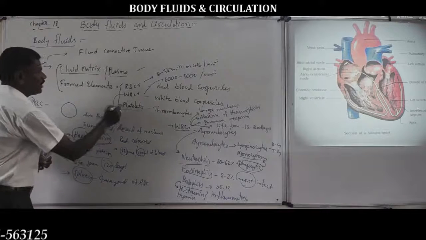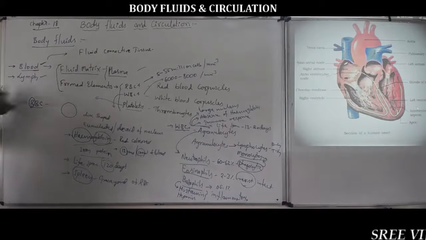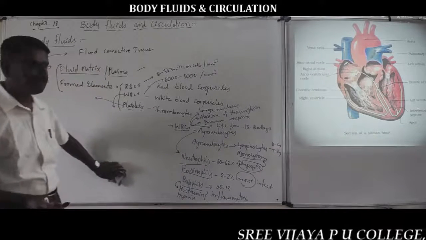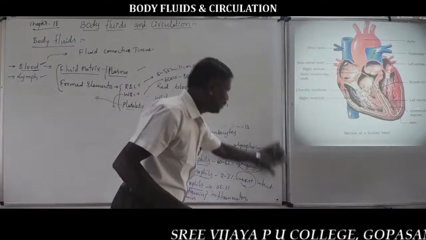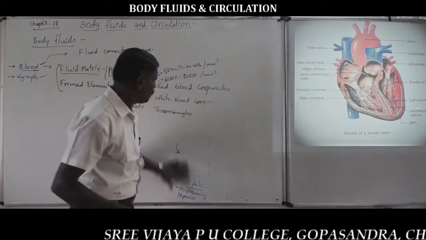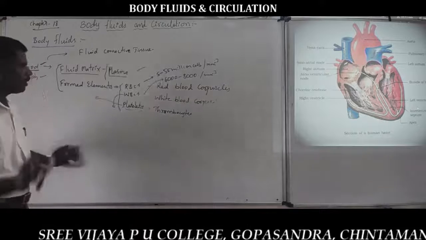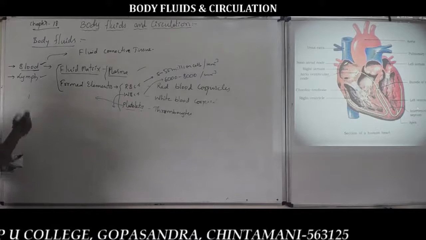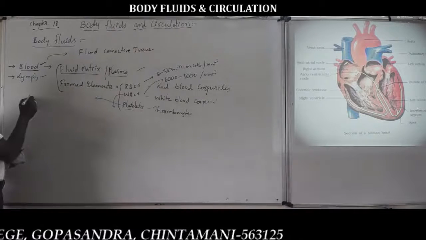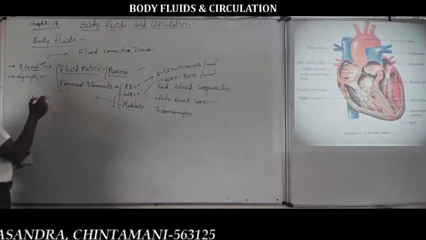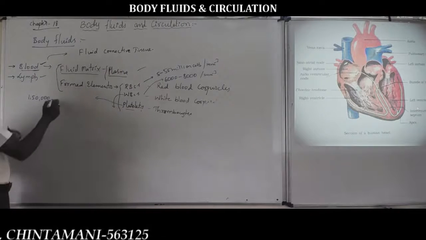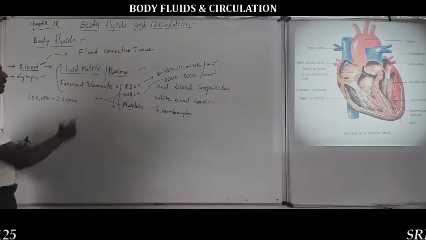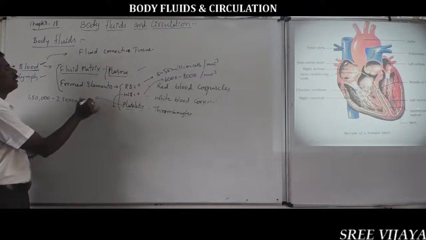So as the last, that is the platelets. The platelets, which are also called thrombocytes, help in clotting of blood. So the platelet count in a healthy individual's blood is 1,50,000 to 3,50,000 cells per mm cube of blood.